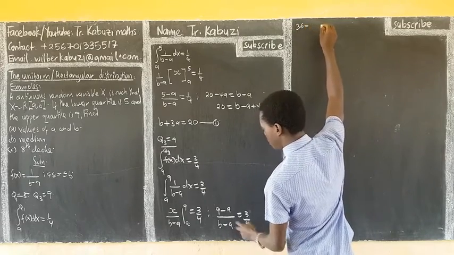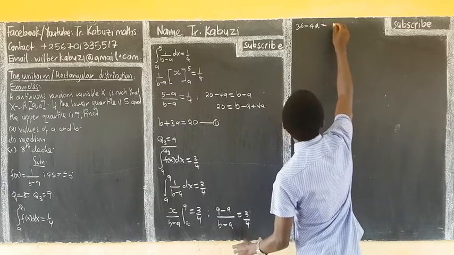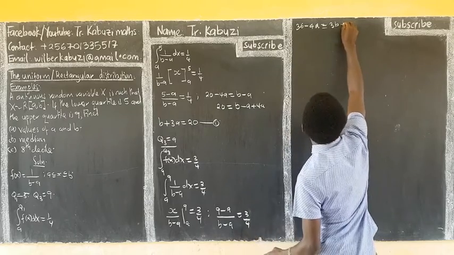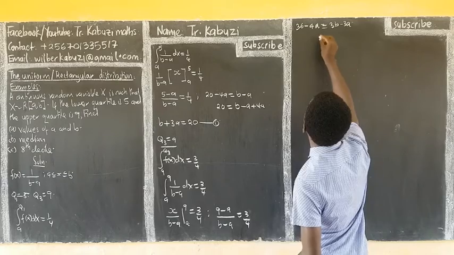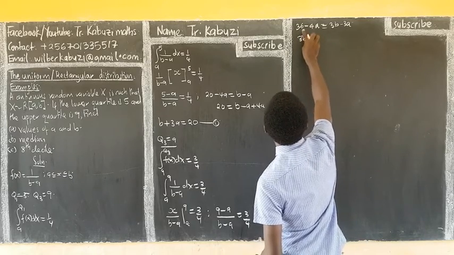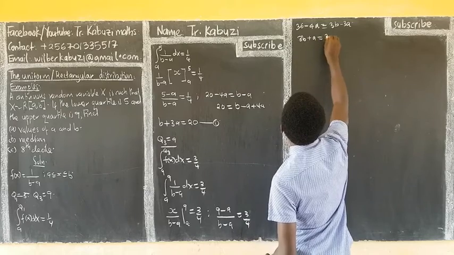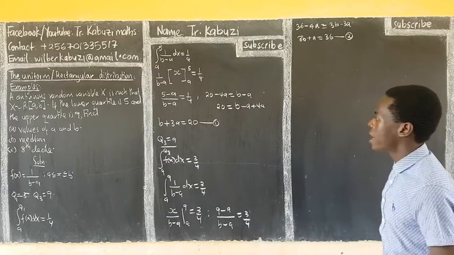36 minus 4a equals 3b minus 3a. Can you collect by terms? Take everything to this side. We shall be having 3b. When I take this, it will now be positive, so plus a equals 36, and this becomes my second equation. So what can we do to eliminate?